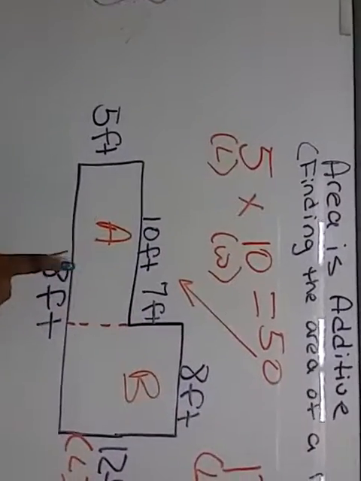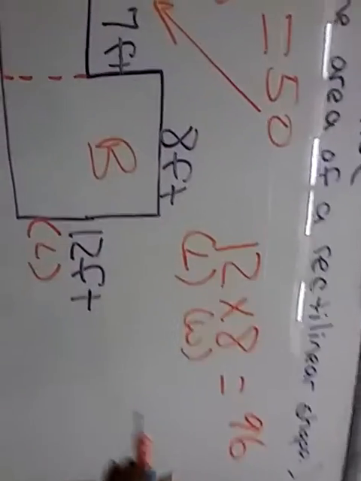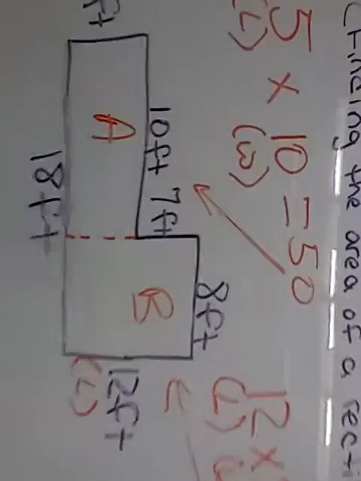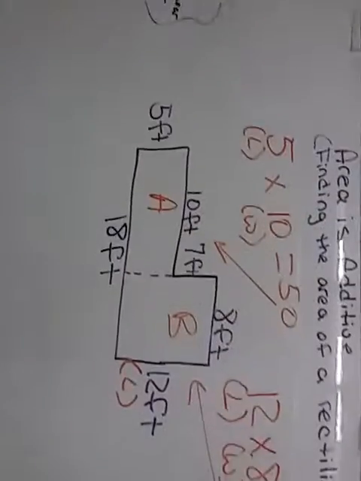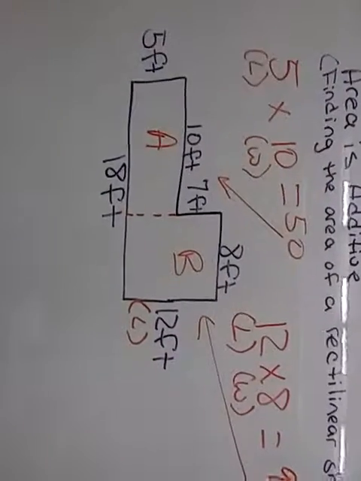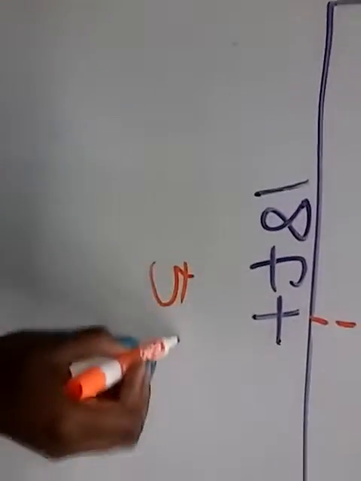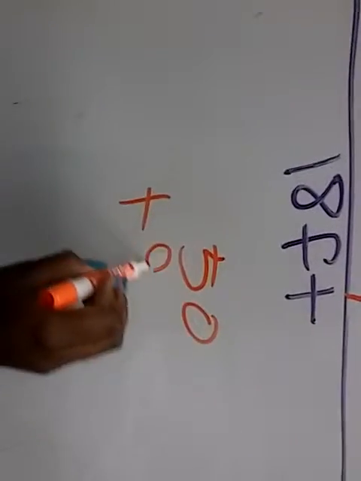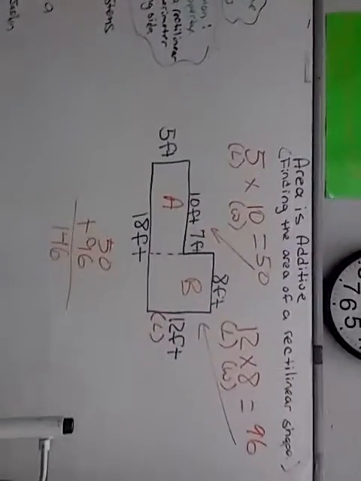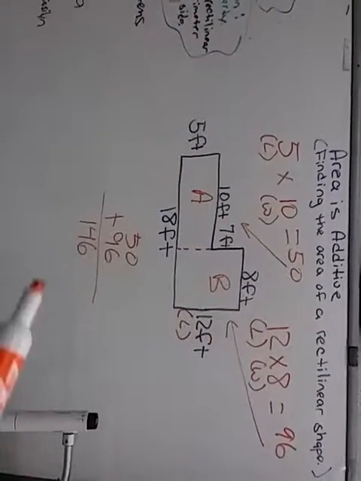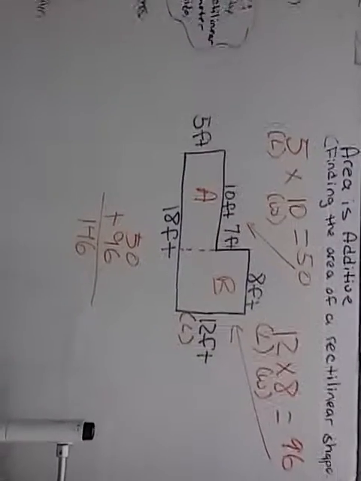So we have our area for rectangle A, and we have our area for rectangle B. Now we have to combine those two areas to figure out the whole area for the entire rectilinear shape. So we have to add 50 plus 96, which is 146. So that is the area for this rectilinear shape.